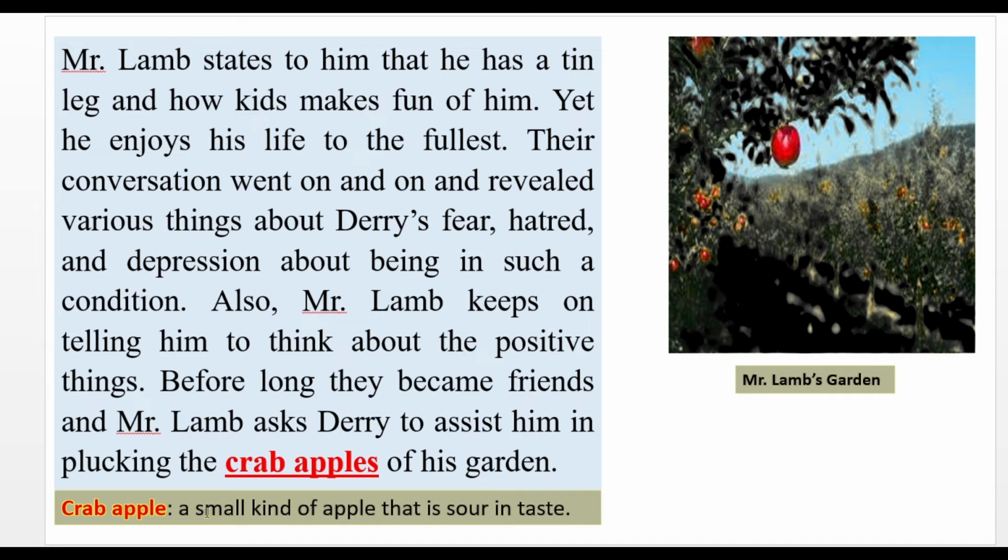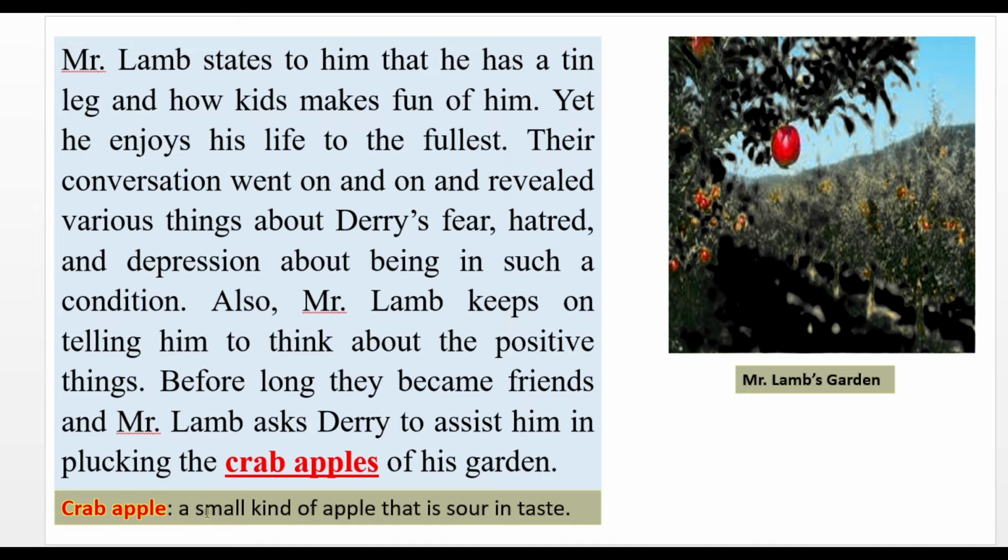So Mr. Lamb states to him that he has a thin leg and how kids make fun of him, yet he enjoys his life to the fullest. So in the conversation they started. Initially, the boy wanted to leave the garden and immediately go out of the garden, but Mr. Lamb tried and convinced Mr. Derry, the small boy, to stay back, enjoy, and accept life as it is.